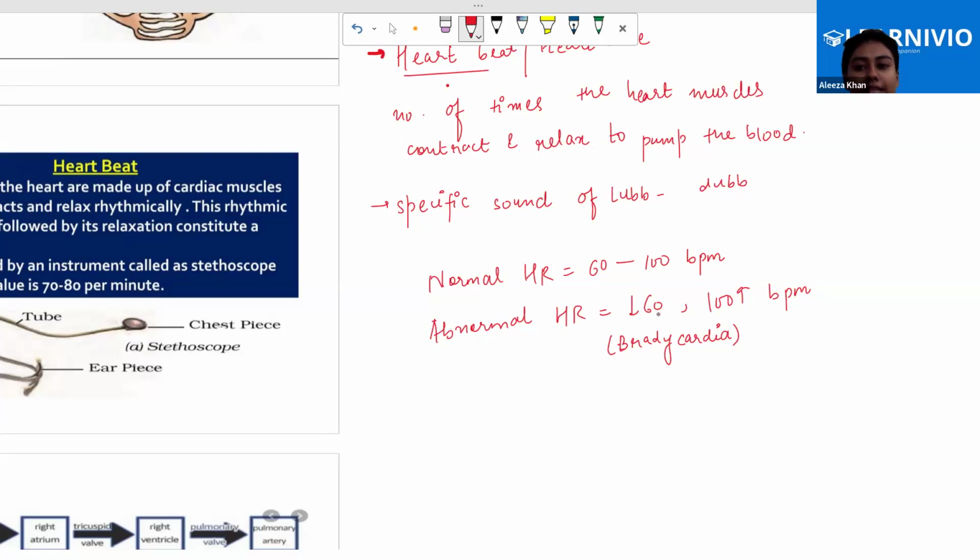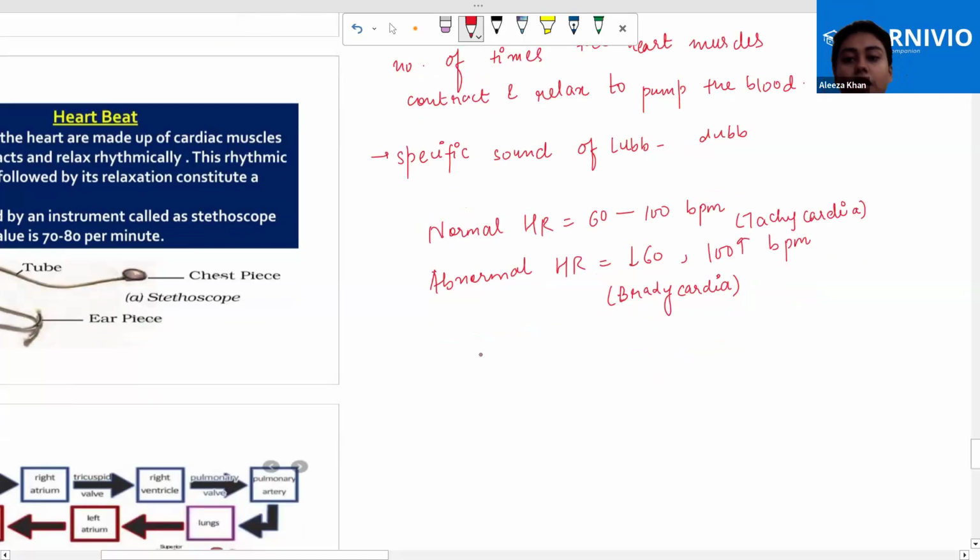Similarly, if it is going below 60, that means the heart is not pumping effectively. It is pumping slowly. Then also in that case, there will be shortness of breath. So this is bradycardia and this is tachycardia. Whenever it will go beyond 100, that will be tachycardia. And if it is going below 60, that is bradycardia. And we hear the sounds. Okay, first you write this, then I'll explain to you about the stethoscope.